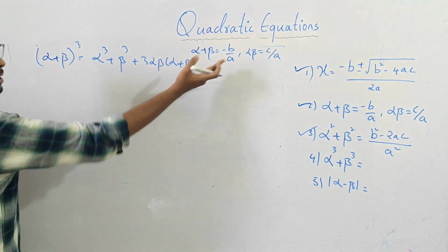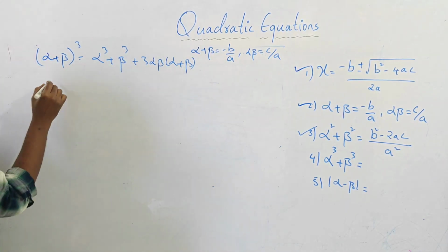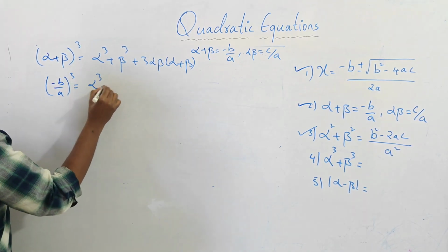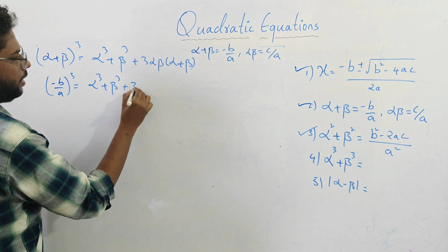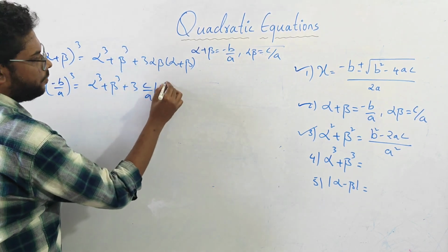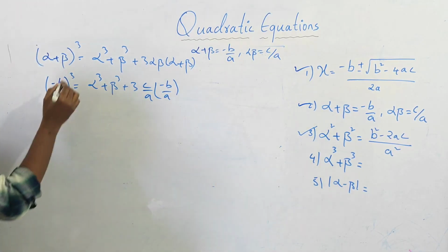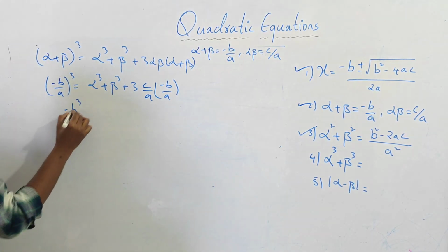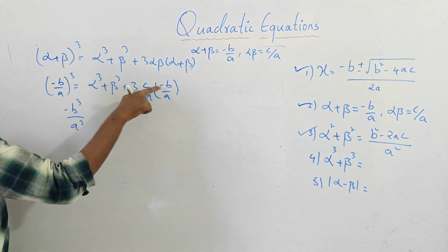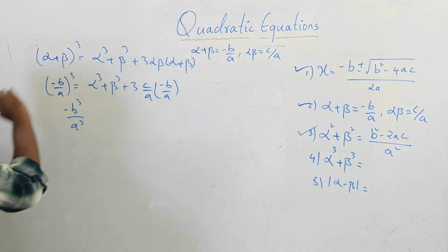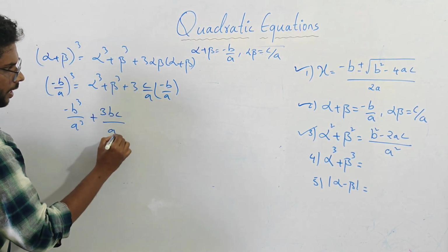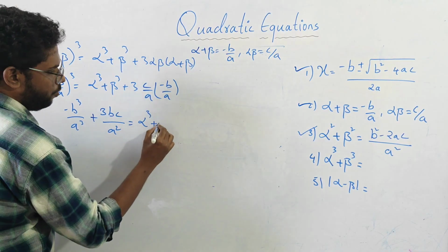Already we have these values here. Substitute, what do you get? Alpha plus beta, what is that? Minus b by a, whole cube, equal to alpha cube plus beta cube, plus 3 alpha beta times alpha plus beta. What is alpha beta? That is c by a, and alpha plus beta is minus b by a. Simplify, what do you get here? We get minus b cube by a cube. If I bring this term here, plus into minus, minus; bringing it to the other side, it becomes plus 3bc by a square, which is equal to alpha cube plus beta cube.